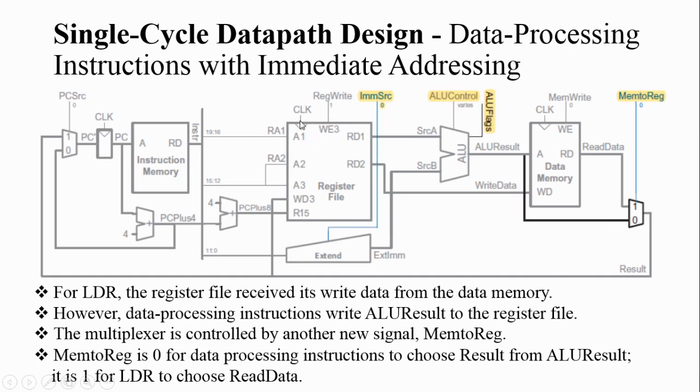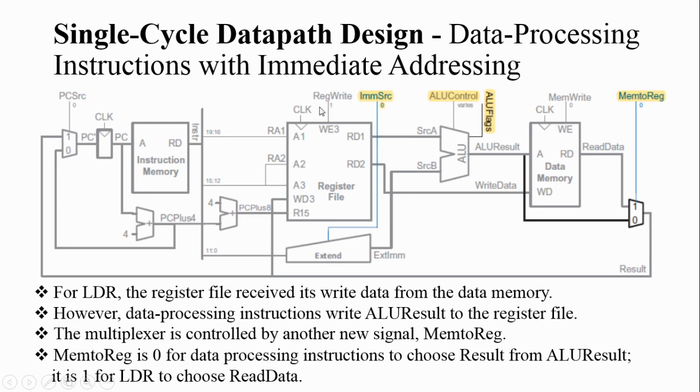Then you will be giving the clock. So on the rising edge of the clock, whatever data you have given in W3 will be written to the register specified by bit number 12 to 15. So that write process will happen on the rising edge of the clock.